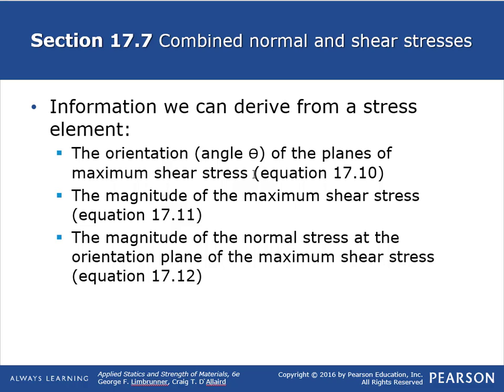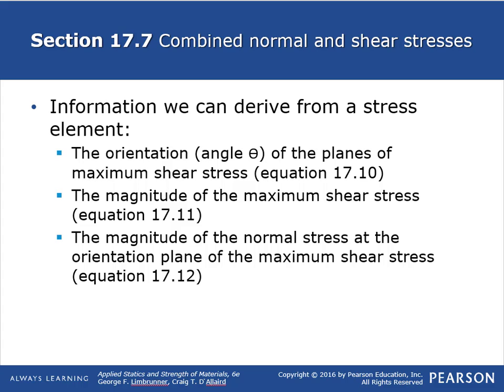In Chapter 11, we looked at this. We found out the maximum shear stress is typically 45 degrees to the maximum normal stress. The magnitude of the maximum shear stress, we can find that there, and we can find the magnitude of the normal stress at the orientation plane of the maximum shear stress. Okay, so we find the maximum shear stress, we find its orientation, and then we'll find the magnitude of the normal stresses at the orientation where the shear stress is the maximum.